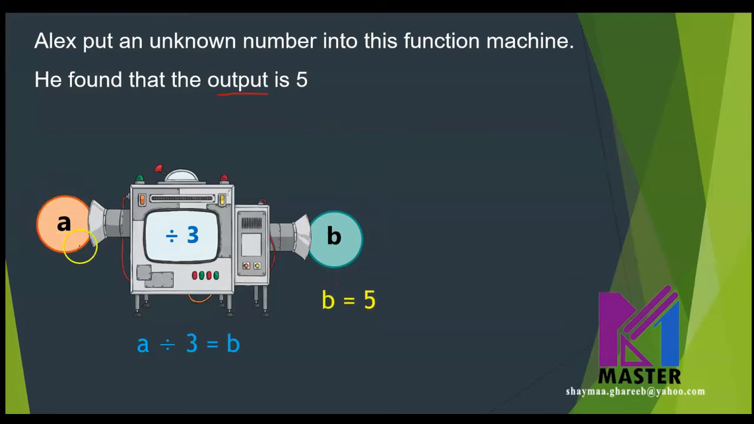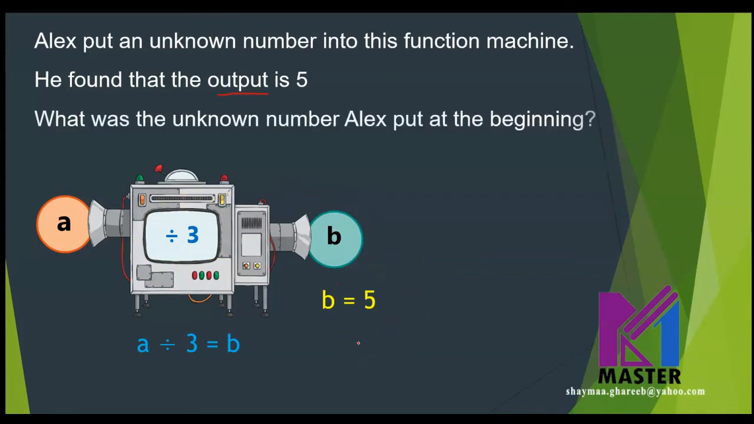So Alex put a number. Then we divided this number by 3 inside the function machine. The answer is 5. Let's write this. What was the unknown number Alex put in the beginning, which is number A? We need to know the value of number A. We know the value of number B is 5. So let's do this. It will be A divided by 3 equals 5. Let's write it down. A divided by 3 equals 5.